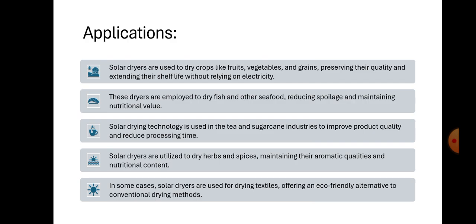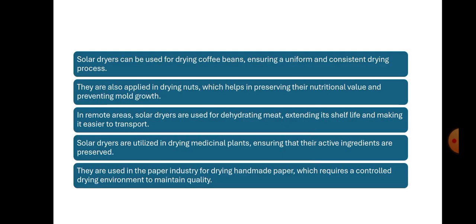They are also used to dry herbs and spices, maintaining their aromatic qualities and nutritional content. In some cases, solar dryers are used for drying textiles, offering an eco-friendly alternative to conventional drying methods. Solar dryers can also be used for drying coffee beans, ensuring a uniform and consistent drying process. They can also be applied to drying nuts, which helps in preserving their nutritional value. In remote areas, solar dryers are used for dehydrating meat, extending its shelf life and making it easier to transport. Solar dryers are utilized in drying medicinal plants.